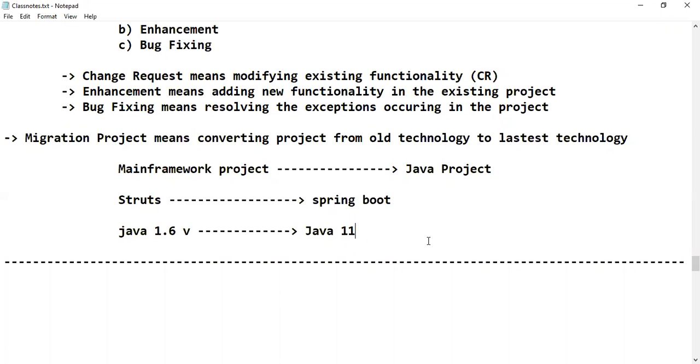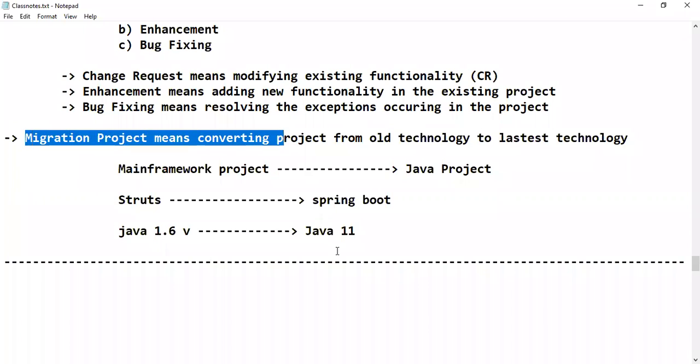We developed our project using the Struts framework in Java, but Struts got outdated. Now we are migrating to Spring Boot. We developed our project using Java 1.6. Now we migrated to Java 11. Like that, migration will be there in the industry. If your project is on an old technology or an old version, then it can be migrated to the latest version. Such activity will be done in the projects. Those projects are called migration projects.